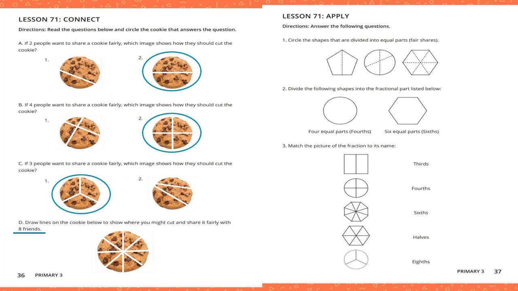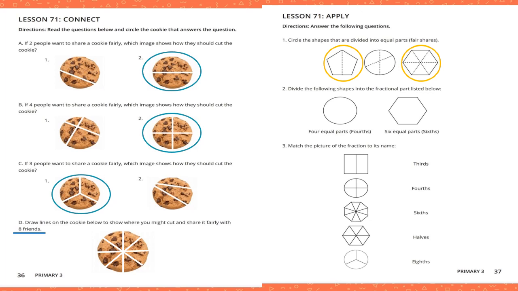Let's go to the apply part. Answer the following questions. Circle the shapes that are divided into equal parts, fair shares. Fair shares means equal parts. So, the first shape here, do I have equal parts here? Yes. The second shape, are all parts equal or not? No, they are not equal. The third shape, yes, they are equal parts.